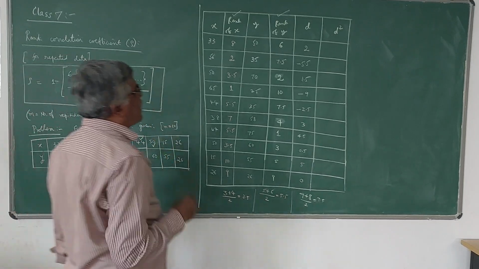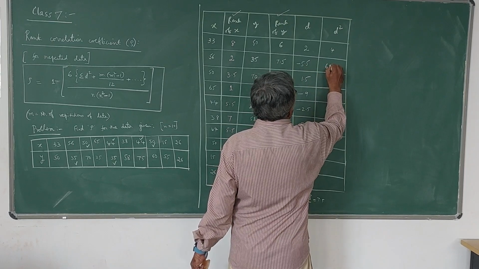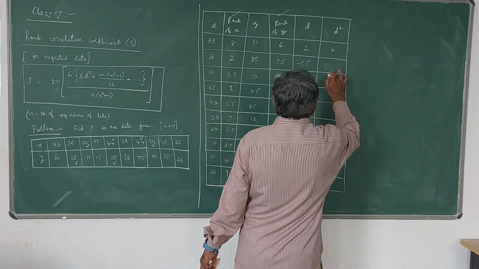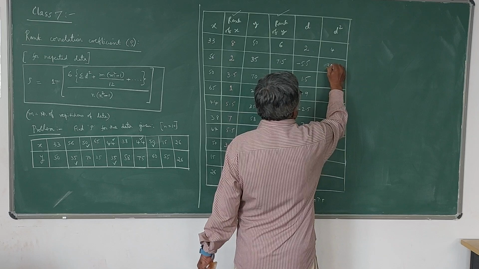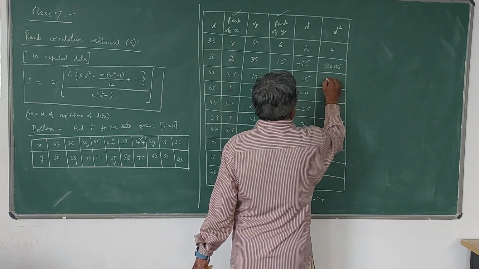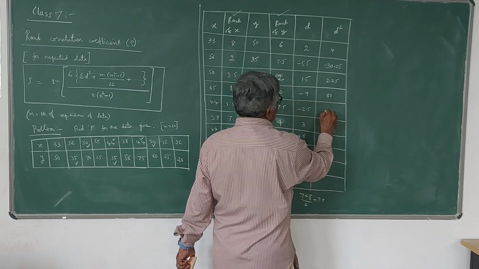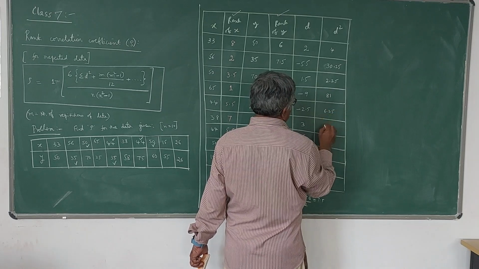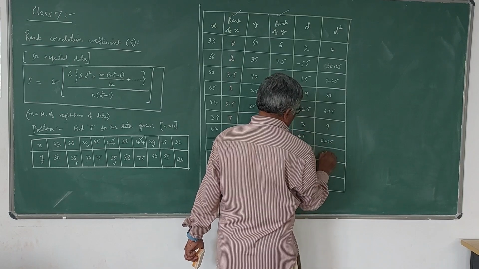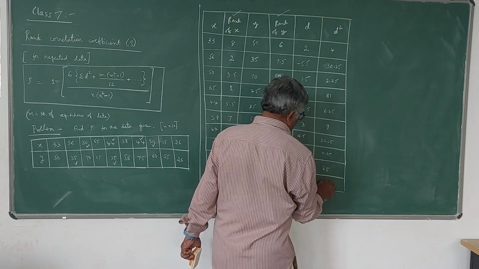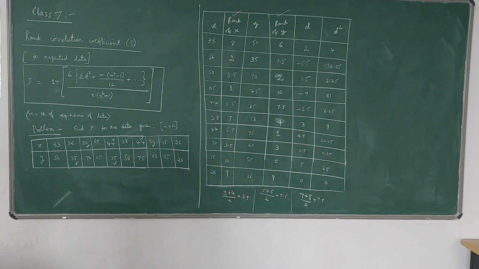Now we have to square all these values. So 2 square is 4. Then 5.5 into 5.5, 5.5 square is 30.25. This is 2.25. 81. All are positive here because we are squaring. This is 6.25. 9. This is 20.25. This is 0.25. This is 25. This is 0. Now we have to add all these values to get sigma d square.